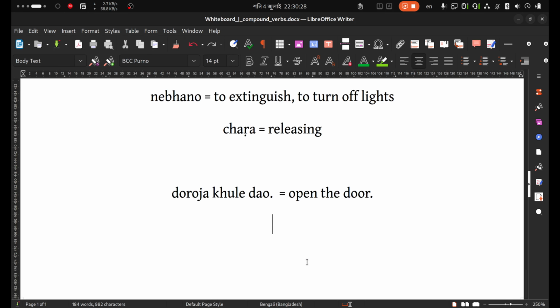But if you said দরজা খুলে ফেলো, it would mean separating the door from the wall. How would you say that in English?